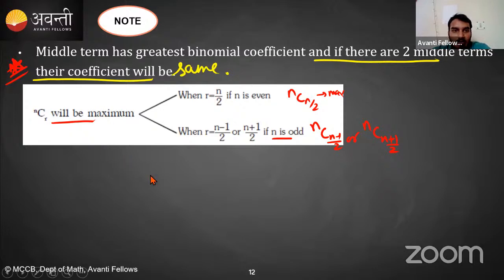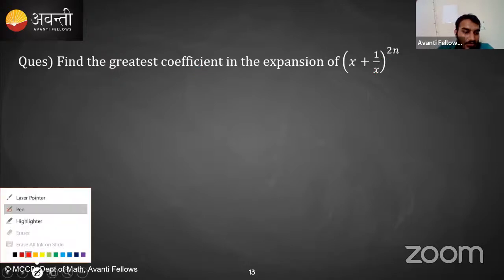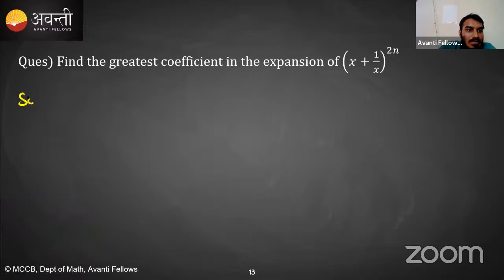So just solve one. Let me solve one small question on the basis of this. The question is asking: find the greatest coefficient in the expansion of (x + 1/x) raised to the power 2n. As you can see here, students, 2n is an even number.